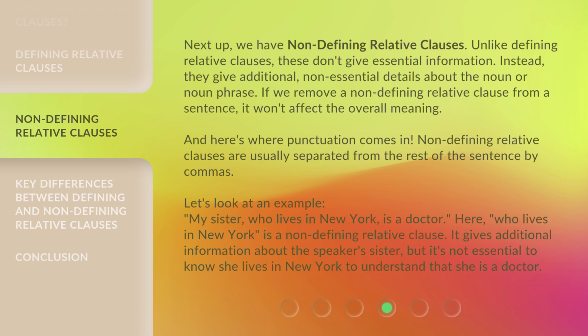My sister, who lives in New York, is a doctor. Here, who lives in New York, is a non-defining relative clause. It gives additional information about the speaker's sister, but it's not essential to know she lives in New York to understand that she is a doctor.